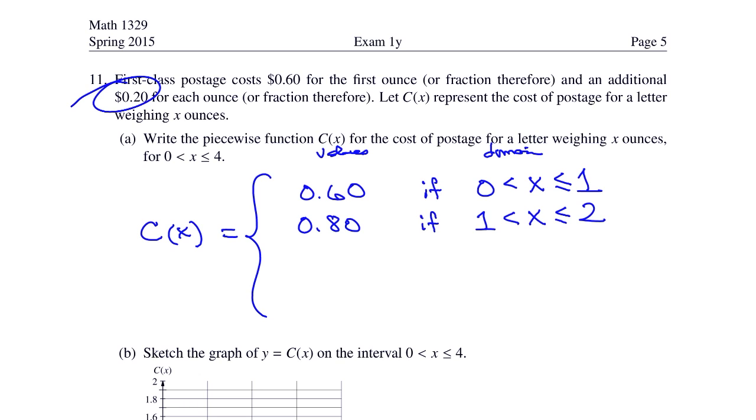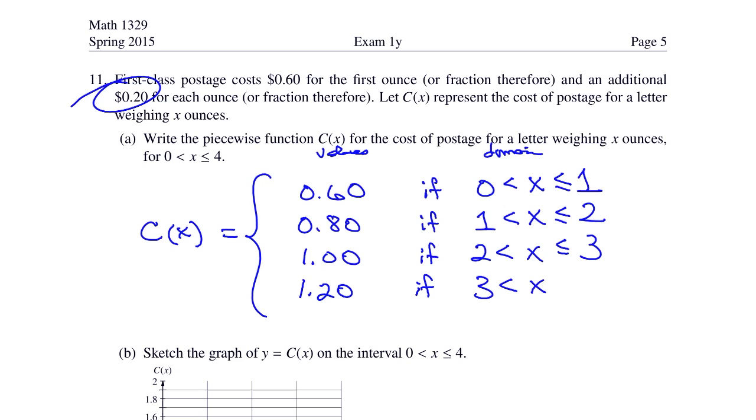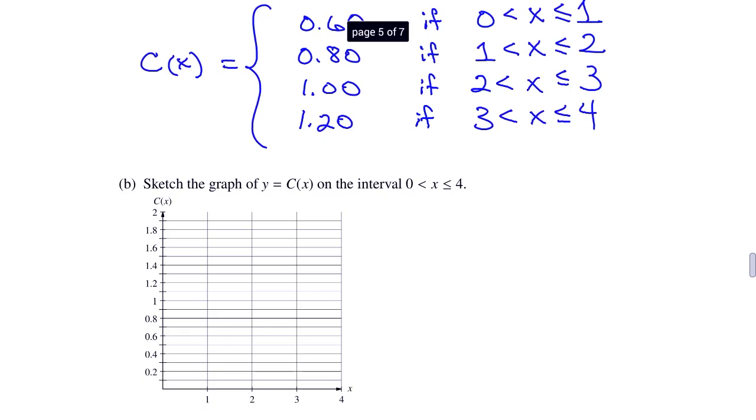And then add another 20 cents, so it's $1. 2 is less than x is less than or equal to 3, or $1.20. 3 is less than x is less than or equal to 4. Don't forget the if keyword. Some places you'll also see the word when. You can do that, but you do need the keyword in there to be in the standard form.